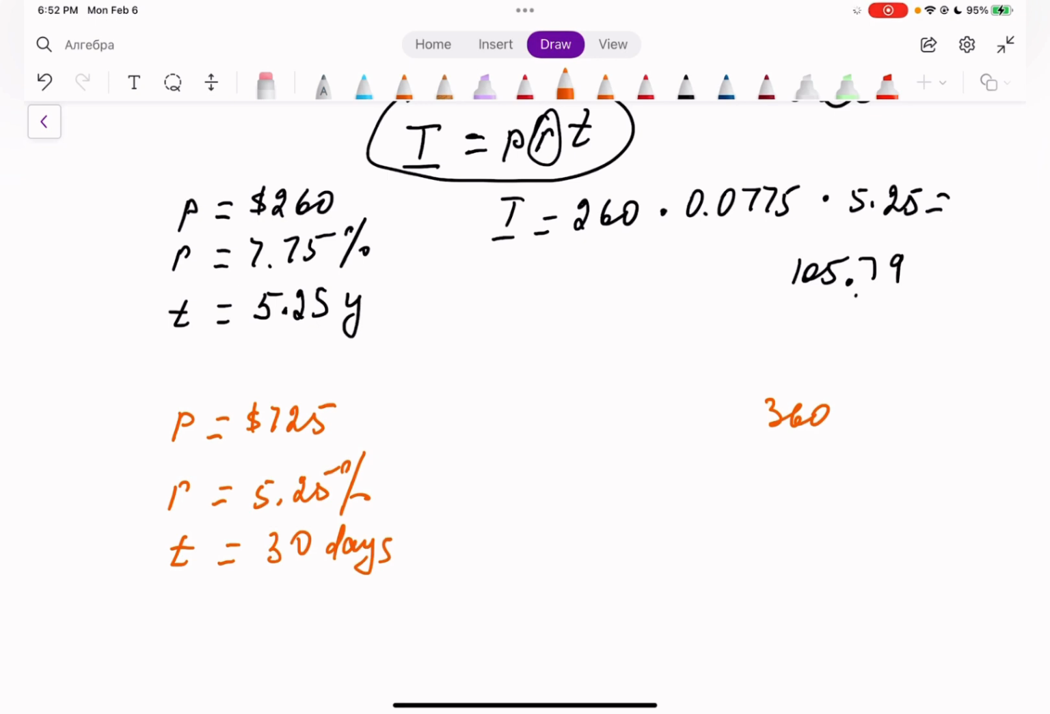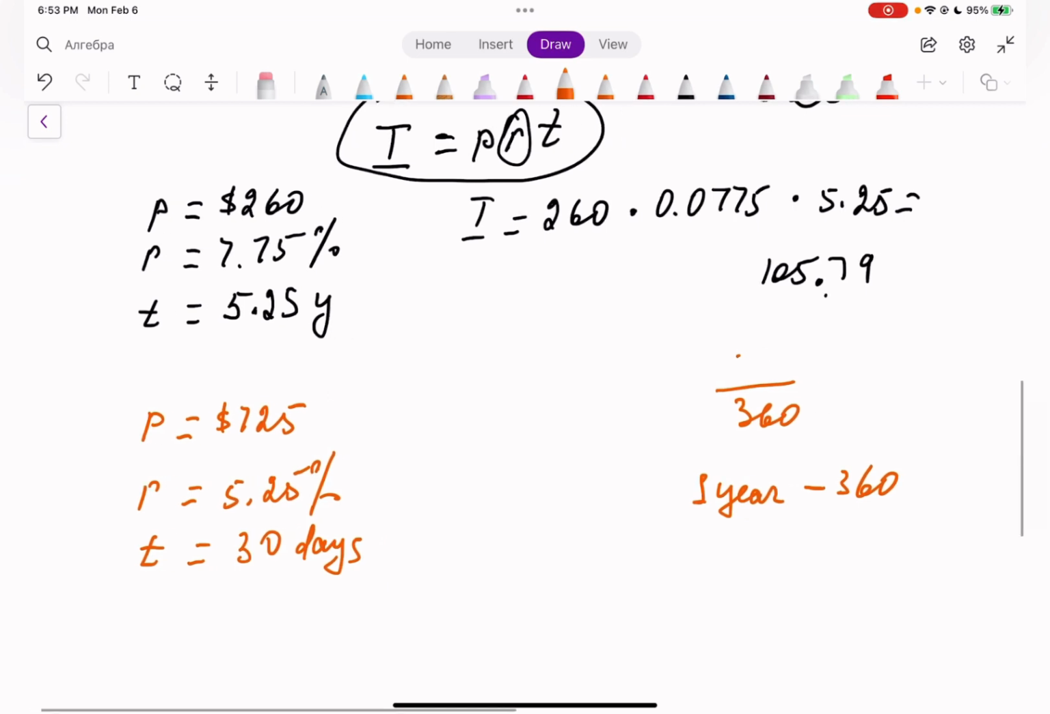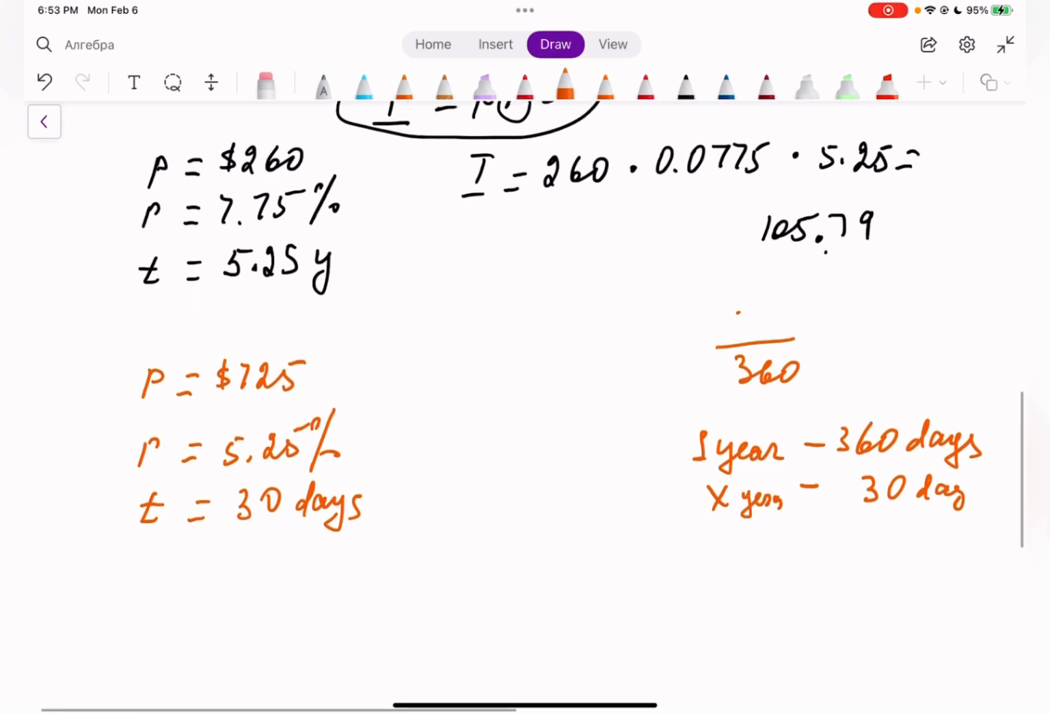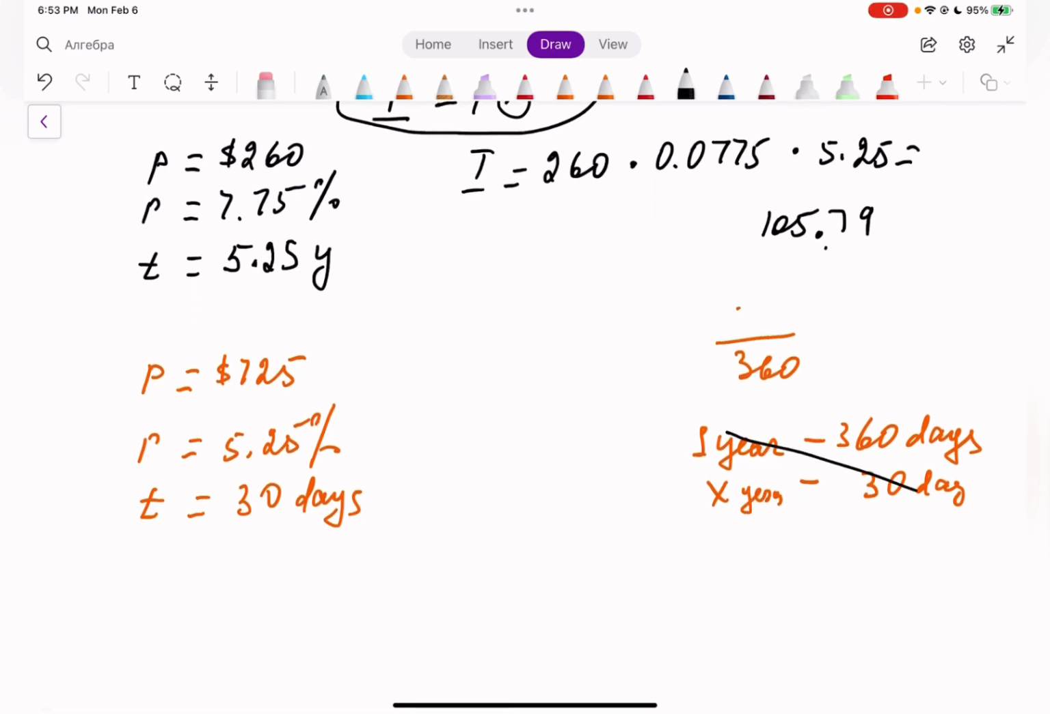If my year is 360, so for 30 days, I can do a proportion, so make it easy for you. Look here, 1 year is 360 days. Remember, never 365. When you do financial math, always 360. So for 30 days, I'm making a proportion, putting days under days. 30 days is going to be X year, right? We don't know, so I'm doing cross multiplication.